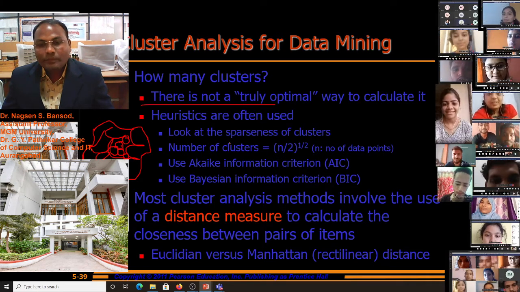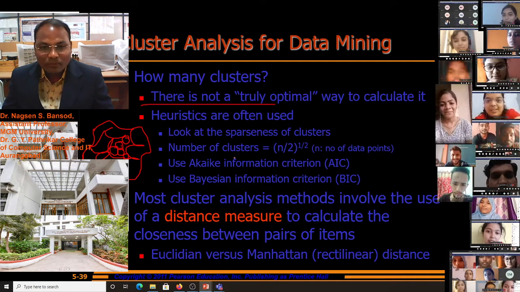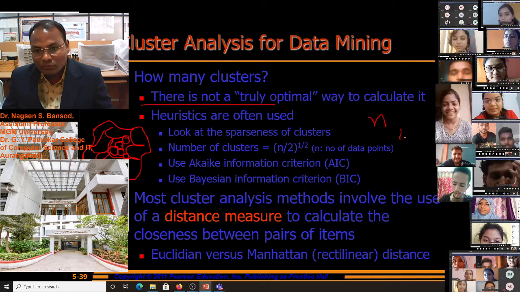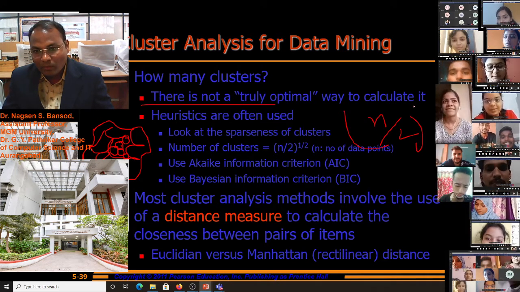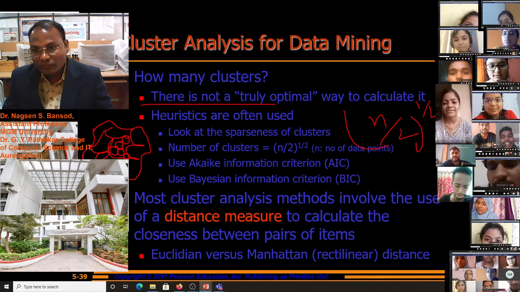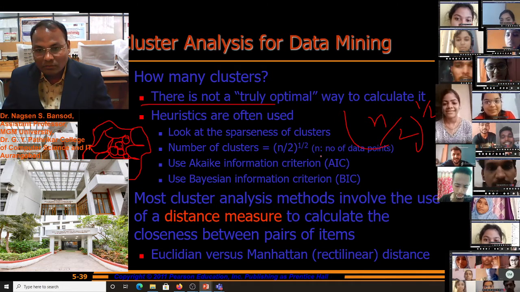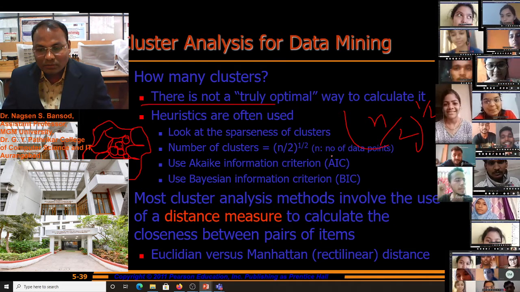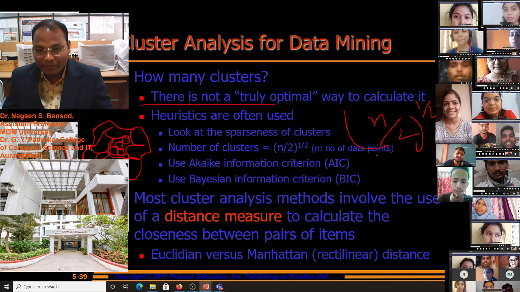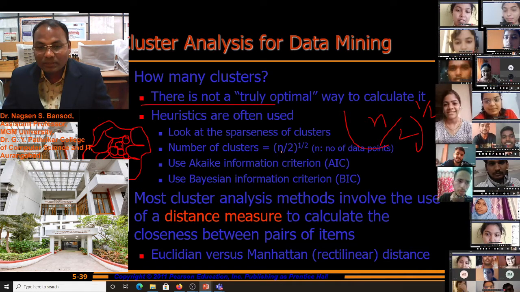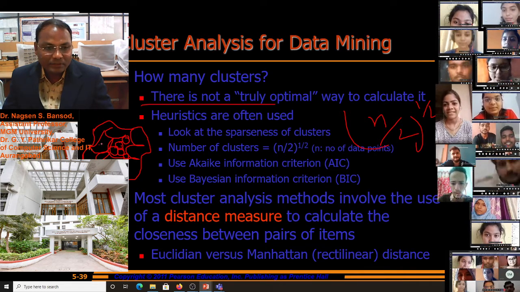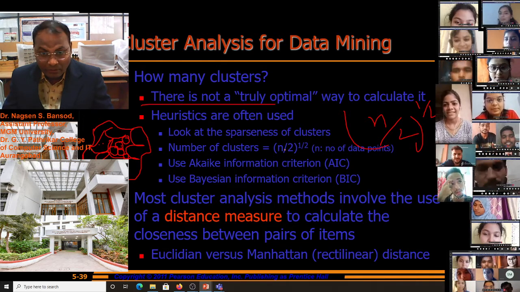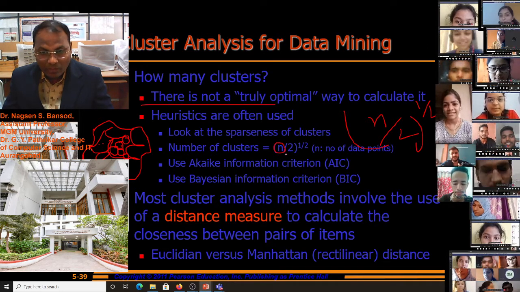Look at the sparseness of cluster. Number of clusters equal to, suppose, n by 2, half of n, where n is the number of data points. Suppose we select the district and villages, then n will be the number of villages.